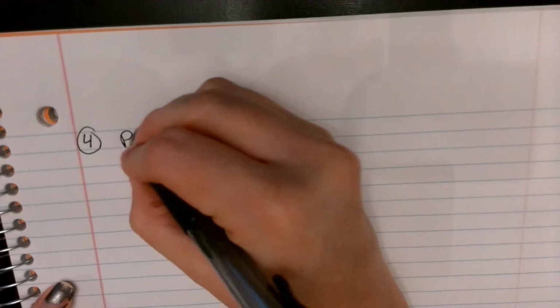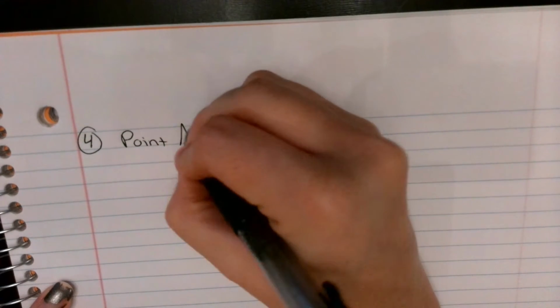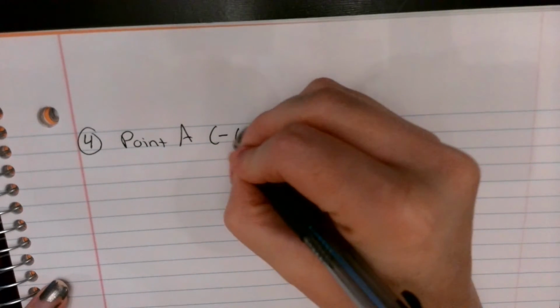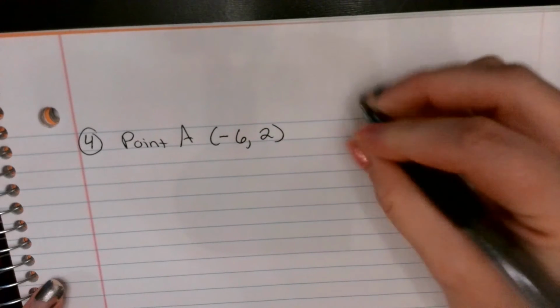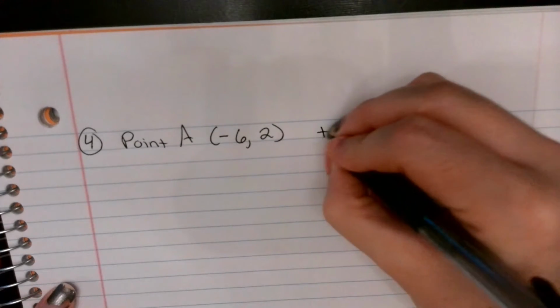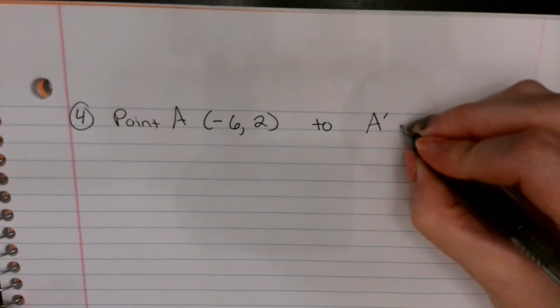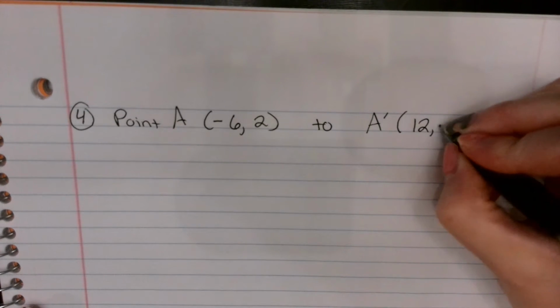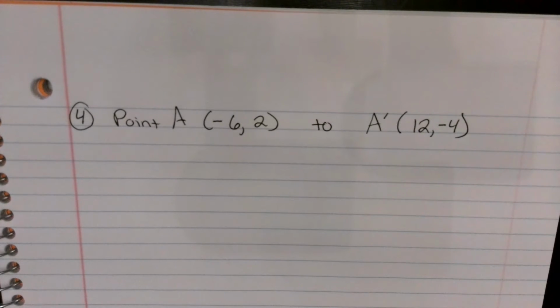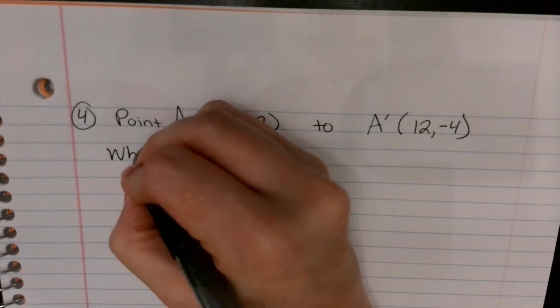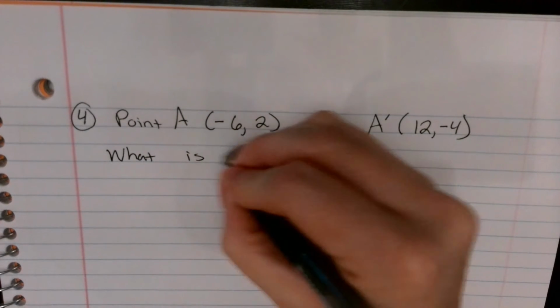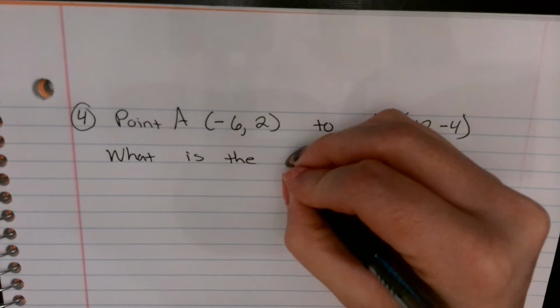Okay, so if I have point A at -6 and +2, and I say, hey, I'm going to translate it, and A prime is going to be at 12, -4, I want to know what was the translation. So what is the translation?